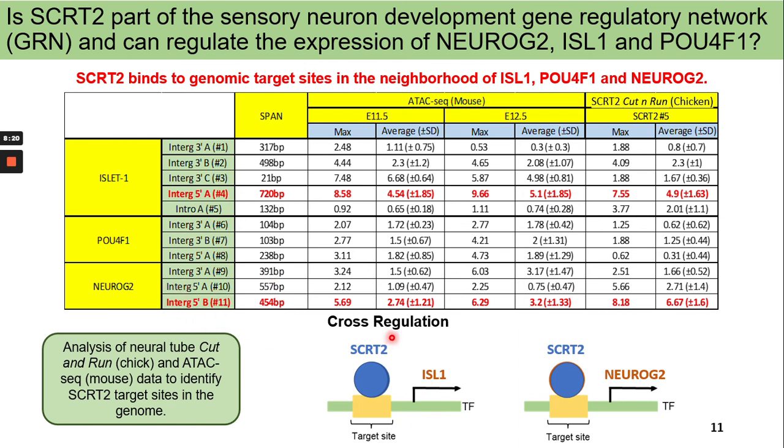So this can indicate a possible interaction of cross-regulation where Scratch2 binds to a specific target site in those regions and regulates the expression of Islet1 or the expression of Neurog2.